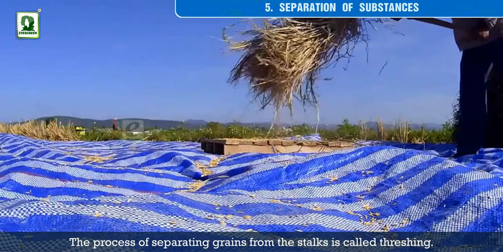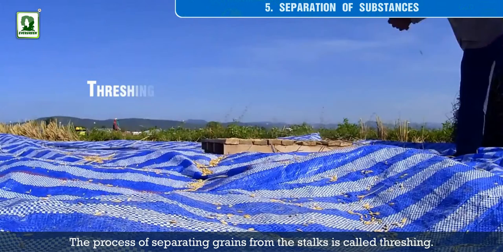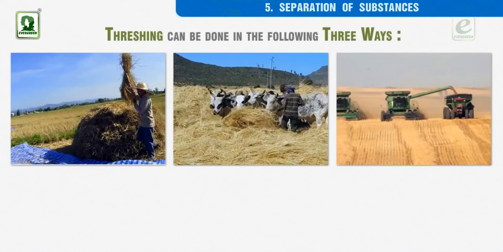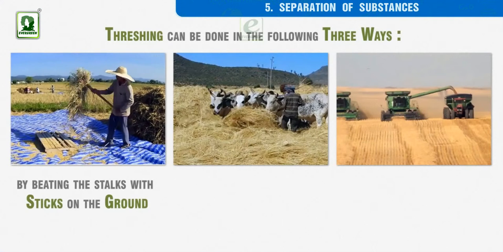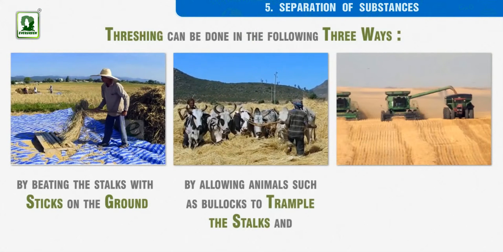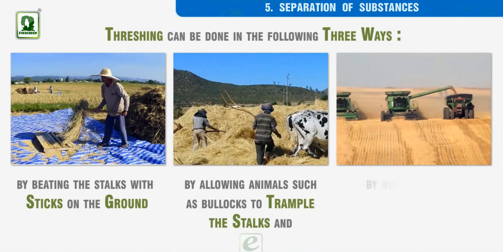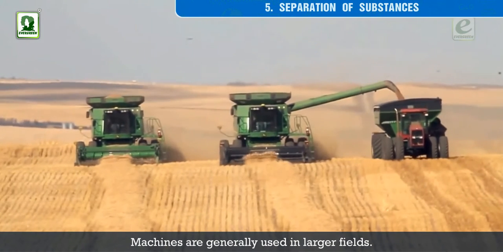The process of separating grains from the stalks is called threshing. Threshing can be done in the following 3 ways. By beating the stalks with sticks on the ground, by allowing animals such as bullocks to trample the stalks, and by using machines. Machines are generally used in larger fields.